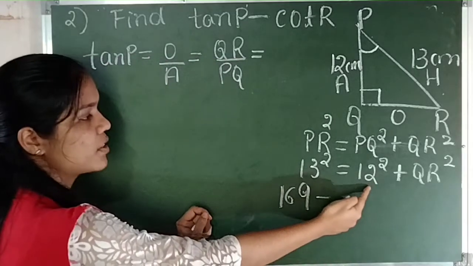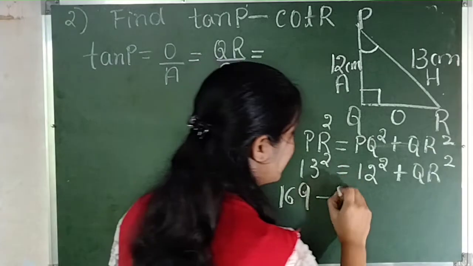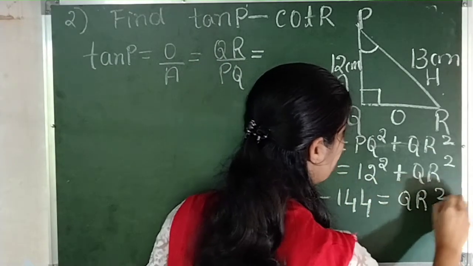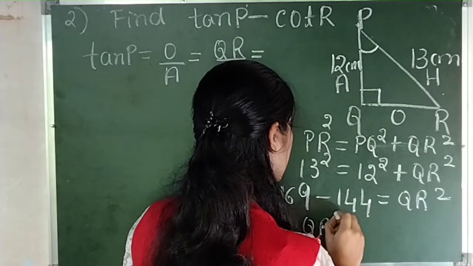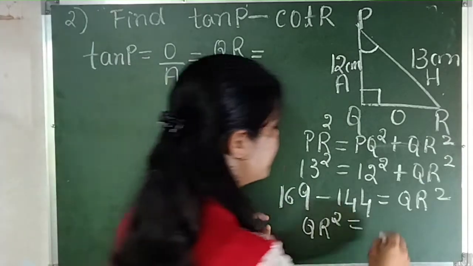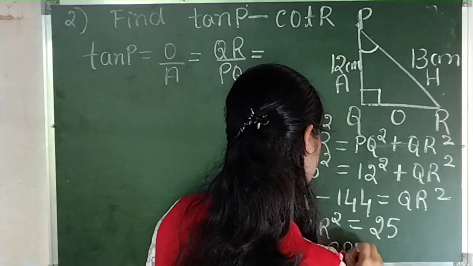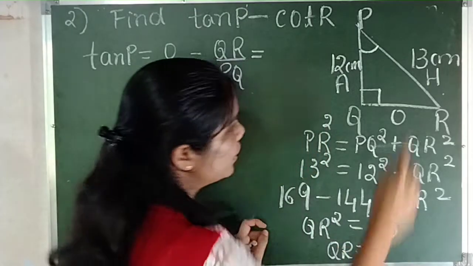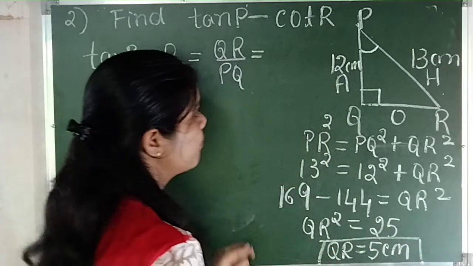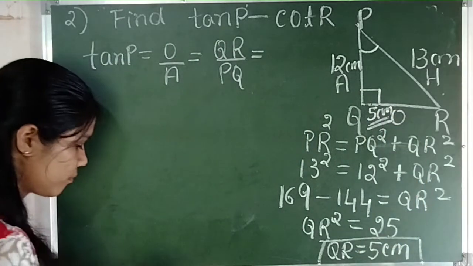If I bring 12 square to the other side, it becomes negative, and 12 square is 144. That is equal to QR square, or I can write QR square is equal to 169 minus 144, which is 25, and QR is the square root of 25, that is 5, and the unit is centimeter. So we got the length of QR to be 5 centimeters.